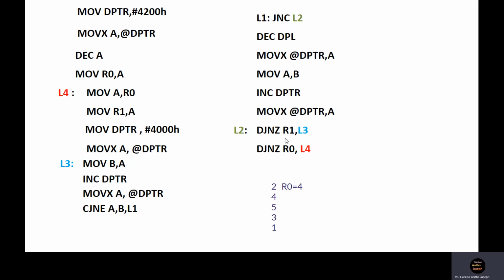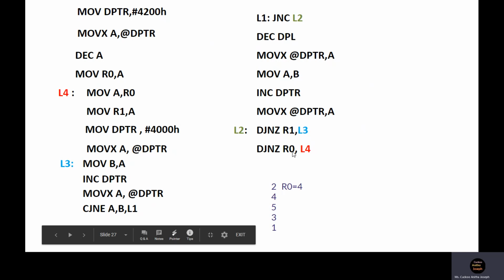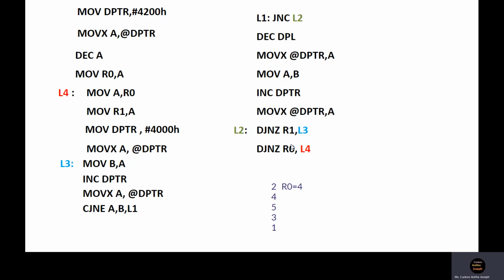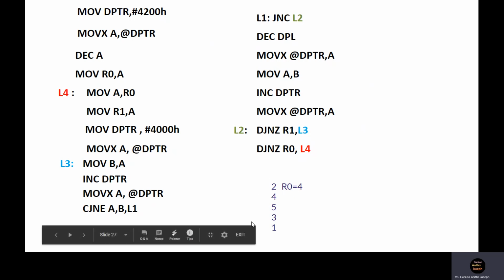And we proceed in this fashion until all required iterations have been performed. That is until R0 becomes 0. When R0 becomes 0, our array will be in sorted form. So let us look what happens during each iteration. See, we start off with this value. Our initial array is, consider this example, 2, 4, 5, 3, 1. And we start with the value of R0 equal to 4. Because R0 contains n minus 1, n is equal to 5, R0 is equal to 4.